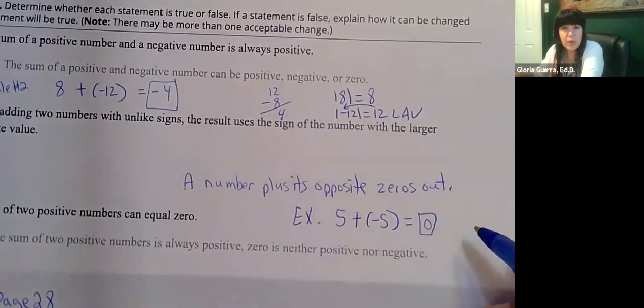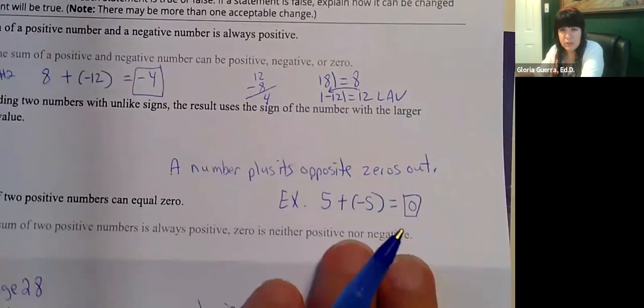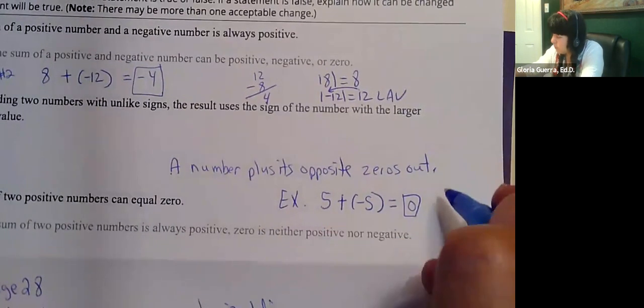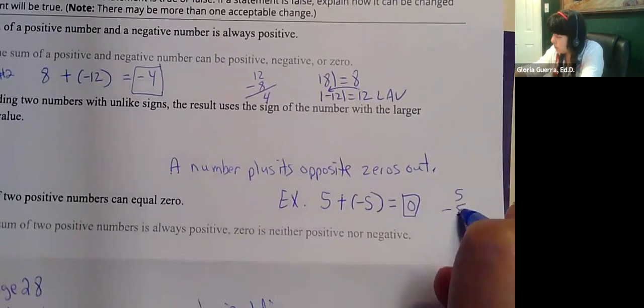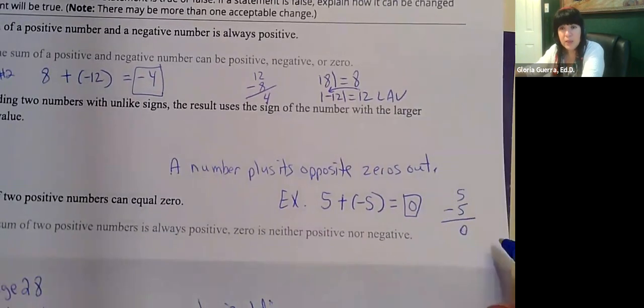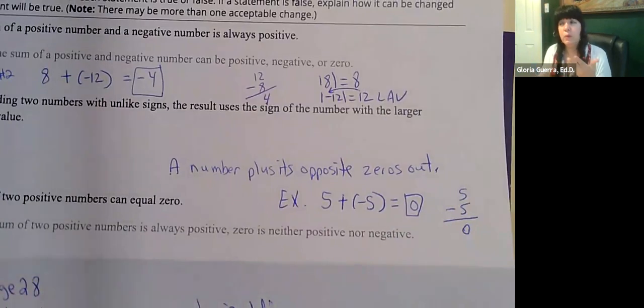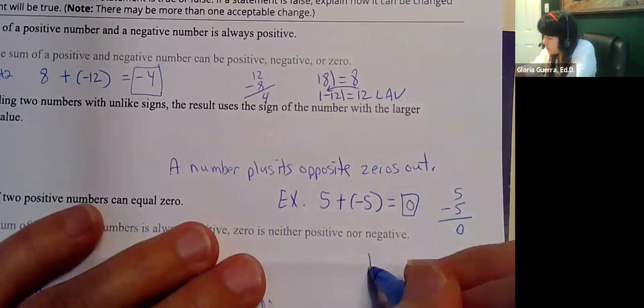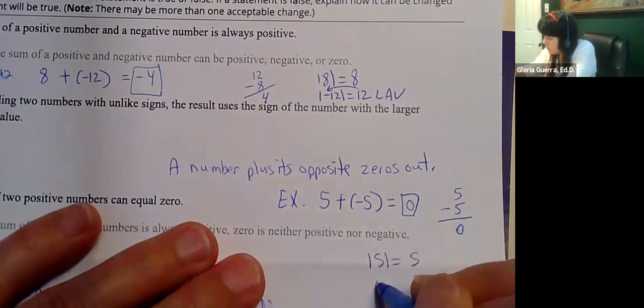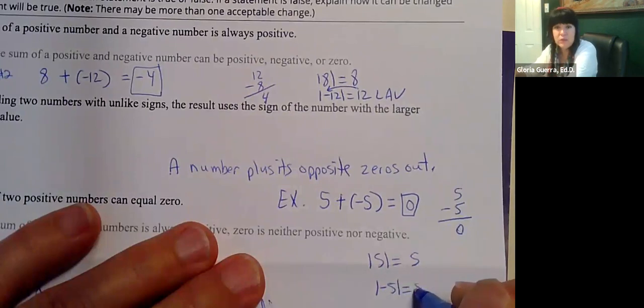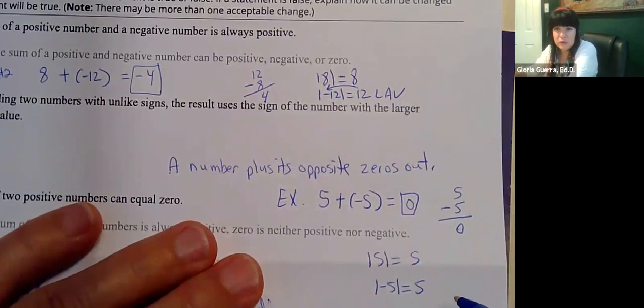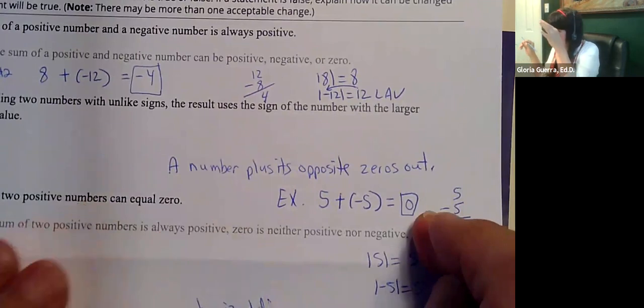Because the rule says when you're adding two numbers with different signs, you're supposed to subtract, 5 minus 5. Subtract them, 0. And then you're supposed to keep the sign of the number with the bigger distance, right? But in this case, they're tied. The absolute value of 5 is 5. The absolute value of -5 is 5. So they're tied. The distance is tied. This is kind of like neutral, okay?